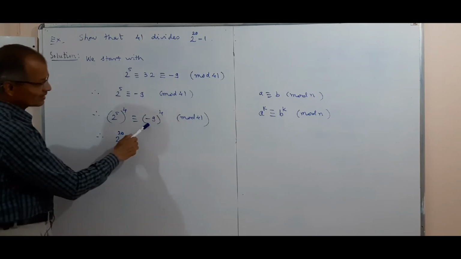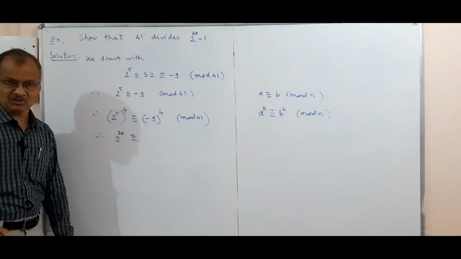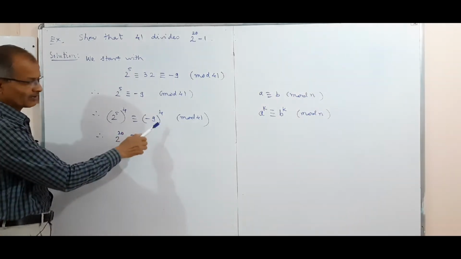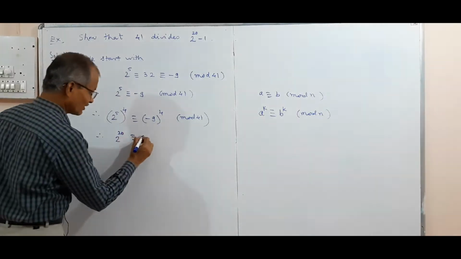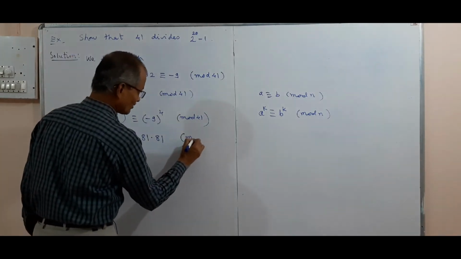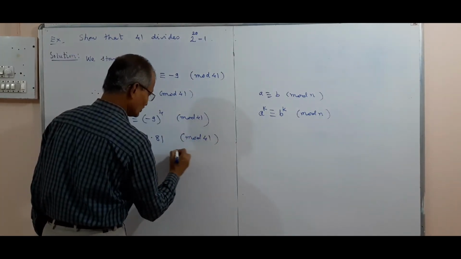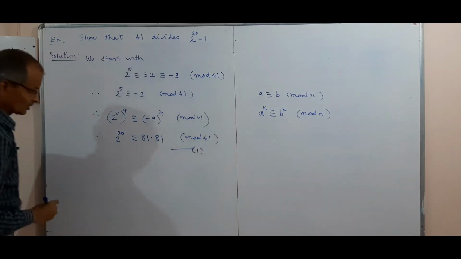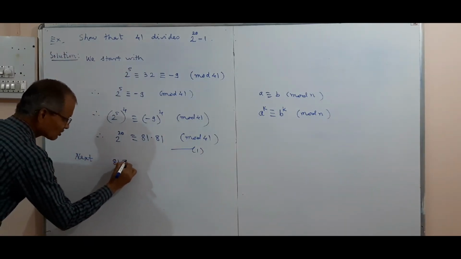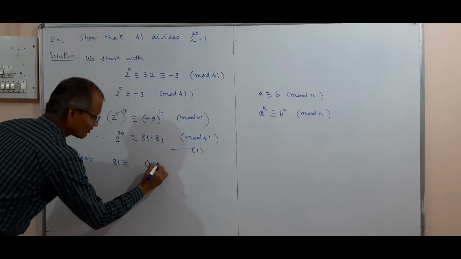Now this may be considered as a fourth power of a negative number, which is positive, and 9 to the power 4 can be considered as 9 square into 9 square, that we will write 81 into 81, a positive number, mod 41. So we shall suppose this as one relation. Next, see, 81 is congruent to which number under mod 41?